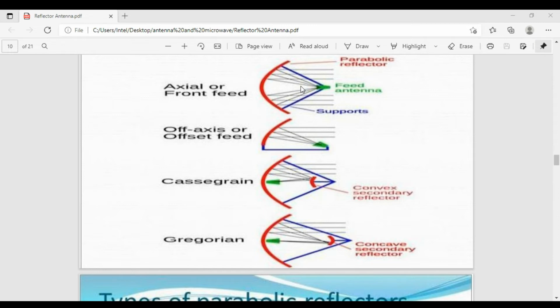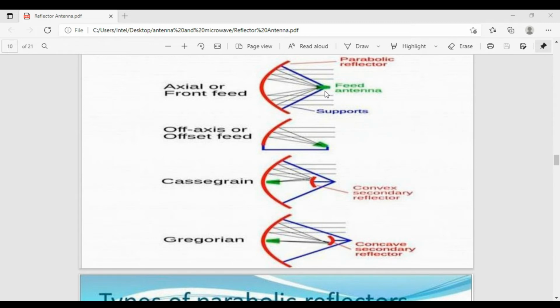So what is the need for this slight slant? The signal coming from the feed antenna as well as the signal coming from the axial antennas will be merged together, and that is a problem. Some of the waves coming from the feed antenna are not captured by the parabolic reflector, that is spillover.